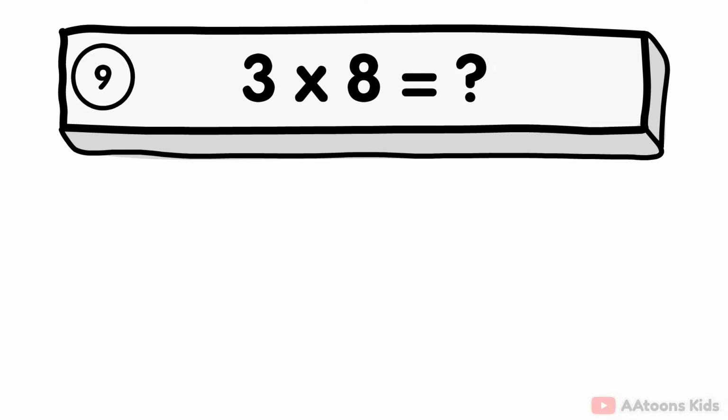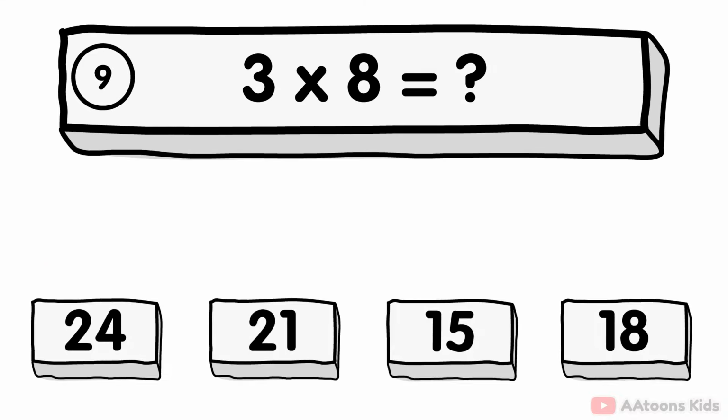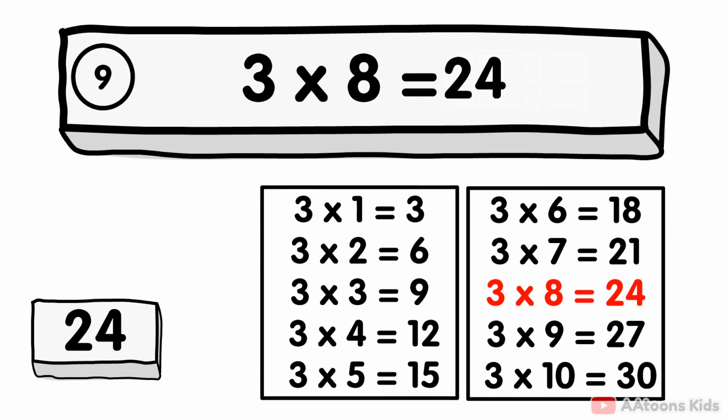3 multiplied by 8 is equal to 24. 3 multiplied by 8 is 24.